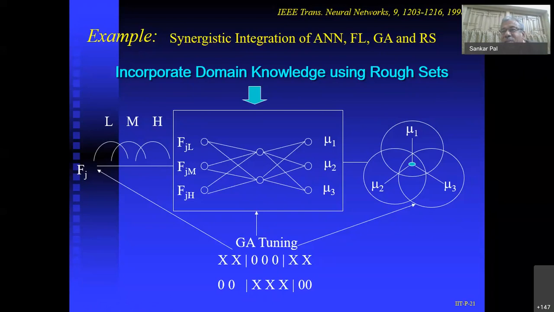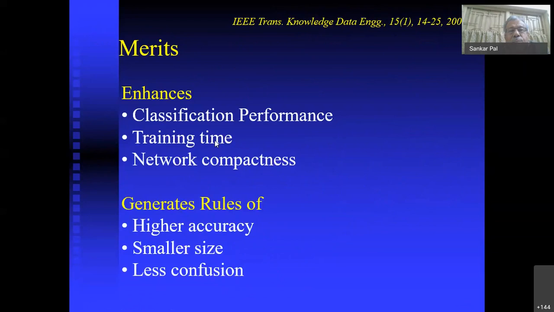This is just a simple example that we published in, I think, 1998 in Transactions on Neural Networks. If you can make a four-way technology integration, you improve the classification performance, you reduce the computer training time, and your network compactness increases.